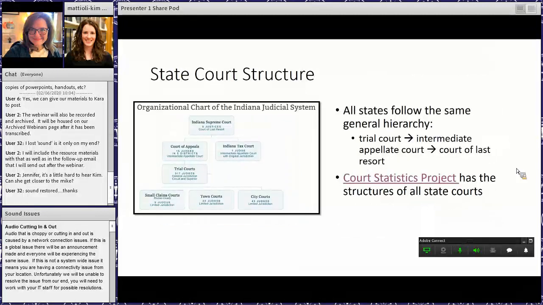Okay, so that's the federal level. Now let's talk a bit about state courts. While some things do differ from state to state, in general, state courts follow the same hierarchy: trial court, then intermediate appellate court, and court of last resort. I've put the Indiana court structure from the Indiana Judiciary website on the slide here. And then you can also follow this link to the Court Statistics Project, which has the structures of all of the different state courts.